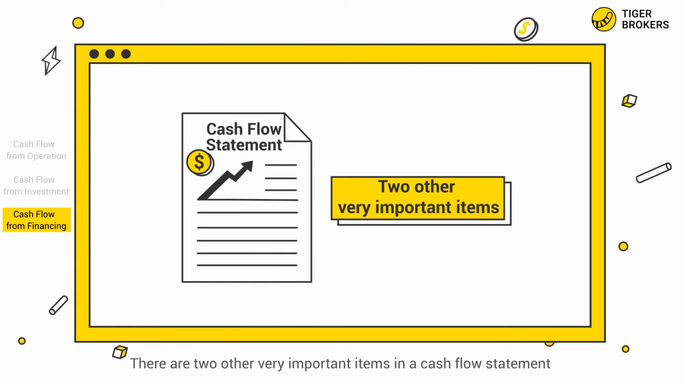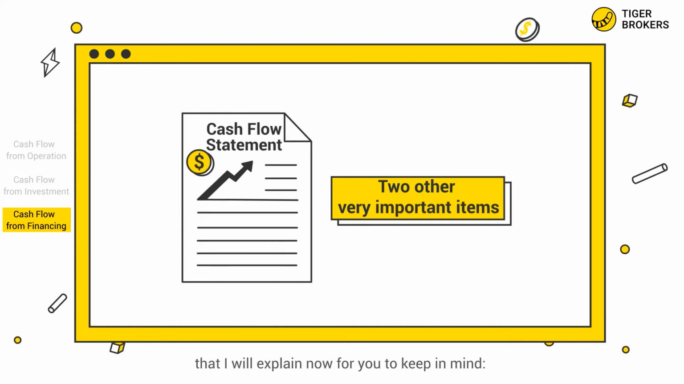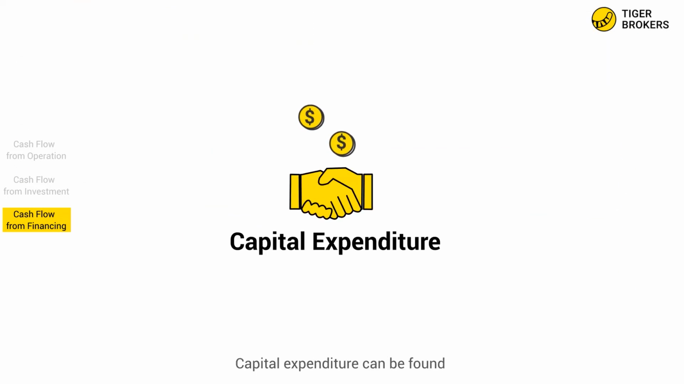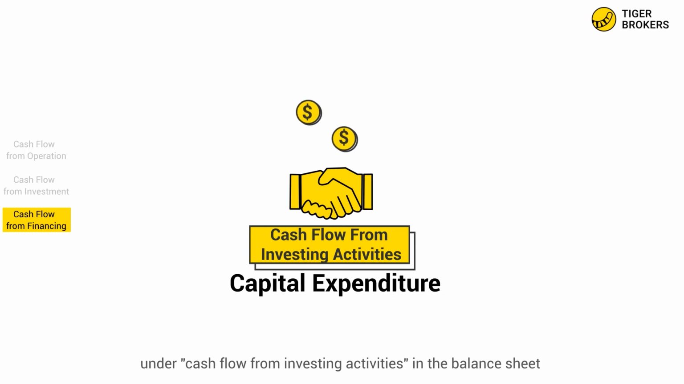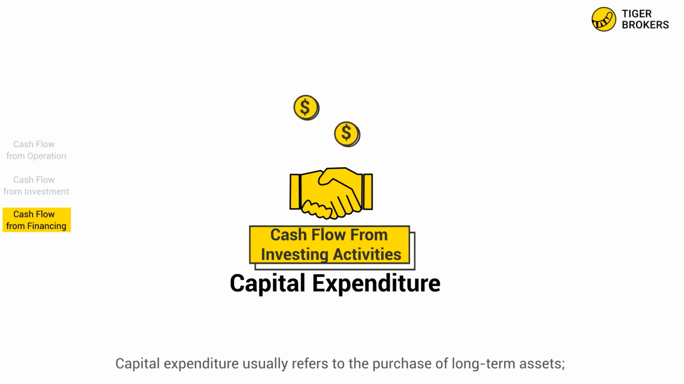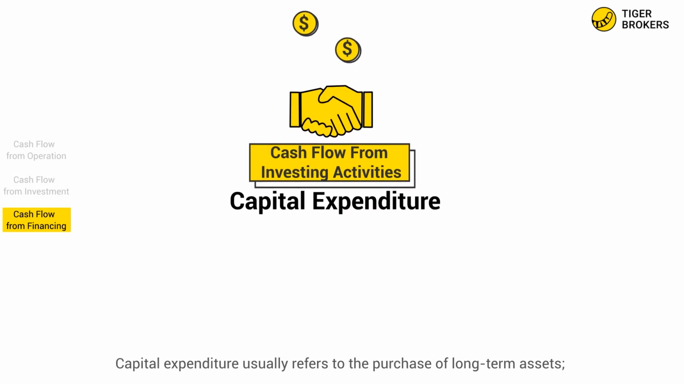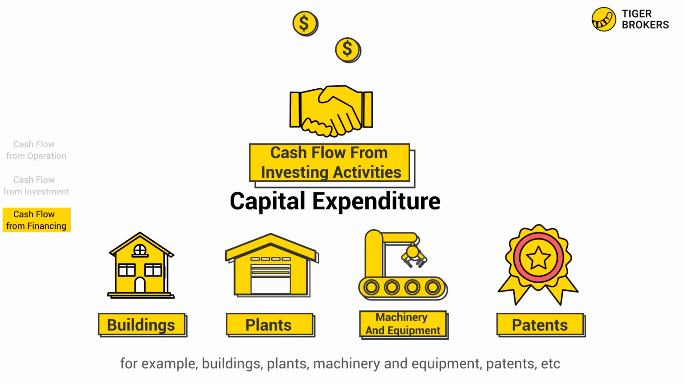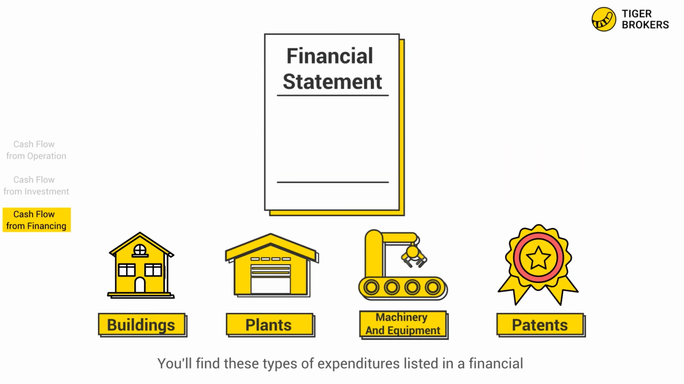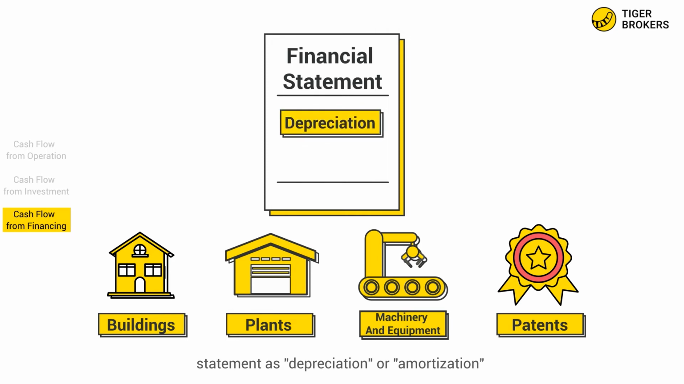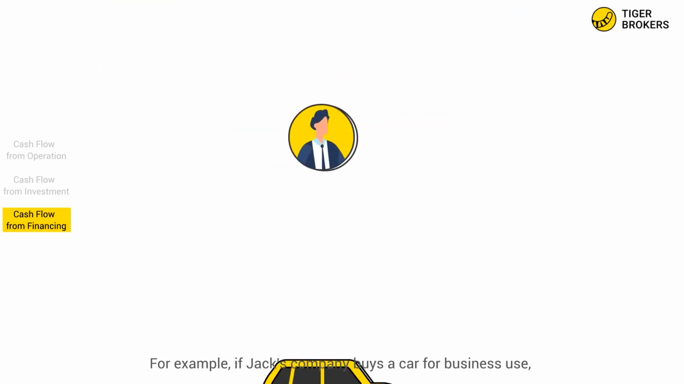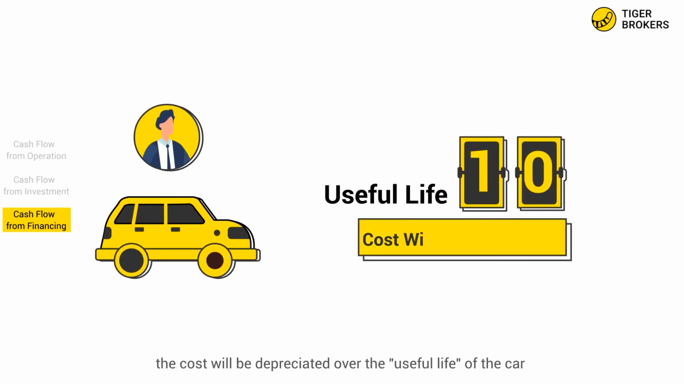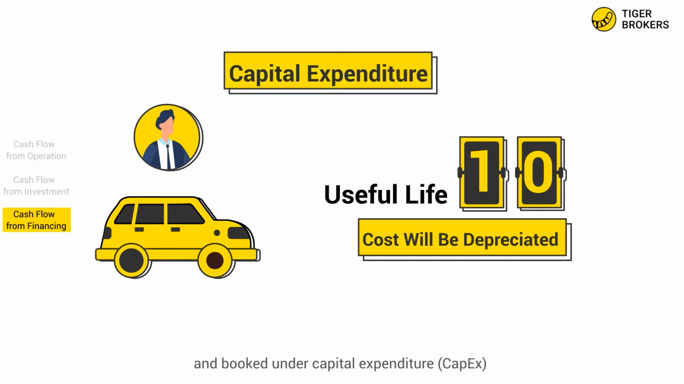There are two other very important items in the cash flow statement that I will explain now for you to keep in mind. Capital expenditure. Capital expenditure can be found under cash flow from investing activities in the balance sheet. Capital expenditure usually refers to the purchase of long-term assets, for example, buildings, plants, machinery and equipment, patents, etc. You'll find these types of expenditures listed in a financial statement as depreciation or amortization. For example, if Jack's company buys a car for business use, the cost will be depreciated over the useful life of the car and booked under capital expenditure.